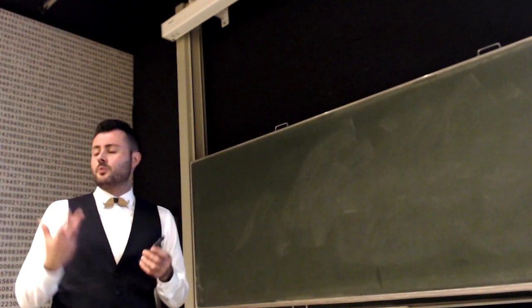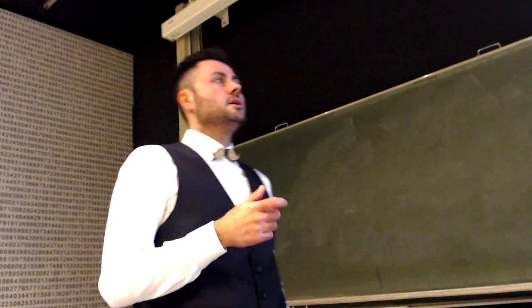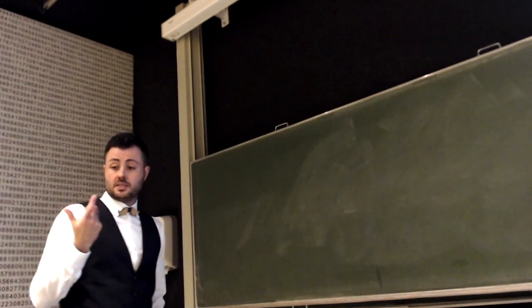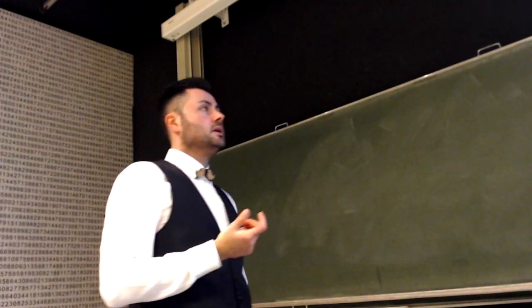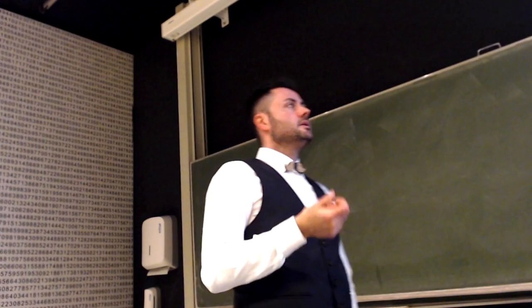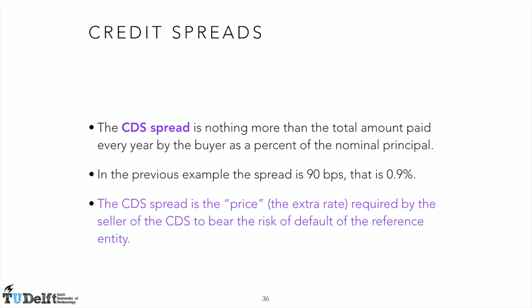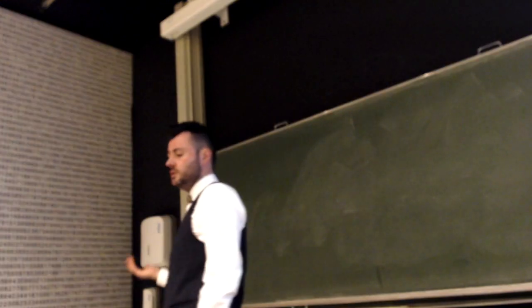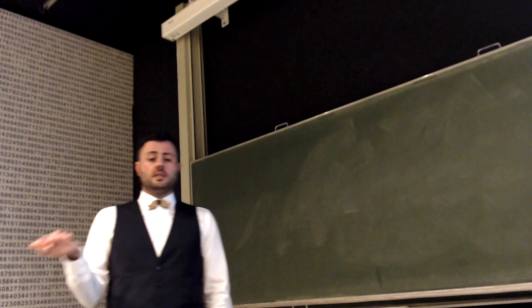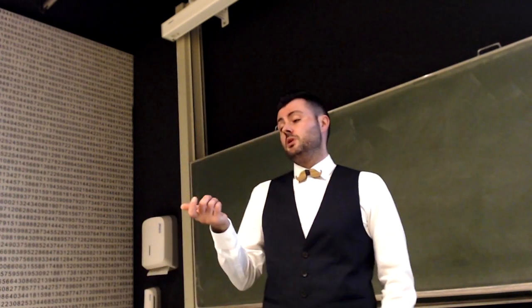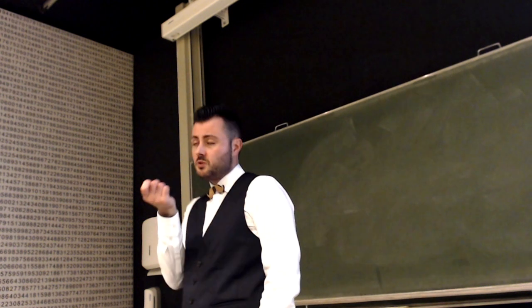Now, the CDS spread, what we call the CDS spread, is nothing more, and it's extremely important, you will see why in a minute, it is nothing more than the total amount that is paid every year by the buyer to the seller as a percentage of the nominal principal. In our example, it was 90 basis points. So the CDS spread of the example that we are considering is 90 basis points. As I told you when we were playing with interest rates and duration, basis points are a typical unit of measure that we use with interest rates because interest rates tend to have small variations.